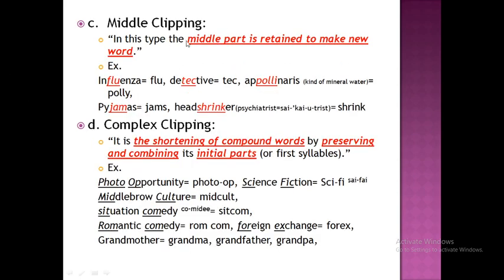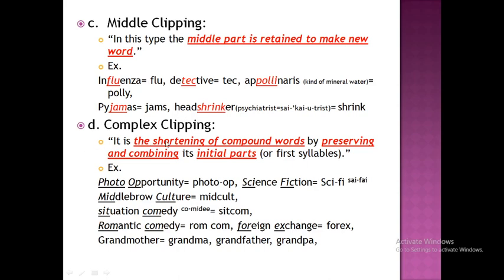The third one, middle clipping. In this type, the middle part is retained to make new words. For example, if you visit a doctor because of a disease and he says you have flu, this is a word originated from influenza. This influenza gives us a new word, flu, which comes exactly from the middle of this word. Tec is from detective, which is exactly in the middle. Apollinaris gave us a word, Polly, which refers to a kind of mineral water. Jams refers to pajamas. Shrink refers to head shrinker.